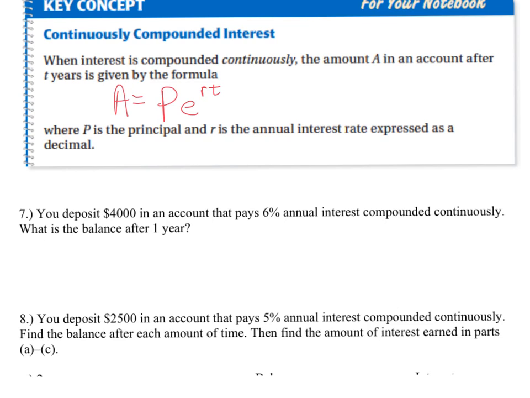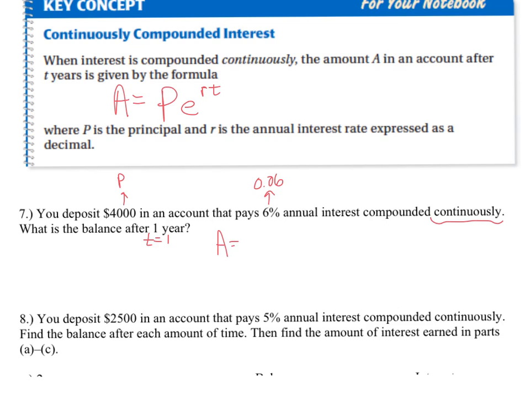So our first example says you deposit $4,000 in an account that pays 6% annual interest compounded continuously. What is the balance after 1 year? Well, the amount you deposit is your principal. 6% as a decimal is 0.06. Compounded continuously means we're going to use the PERT formula versus the original compound interest formula we talked about. And balance after 1 year means t equals 1.